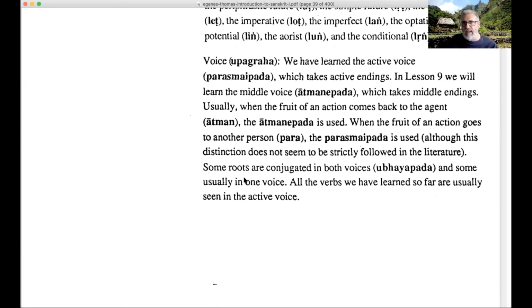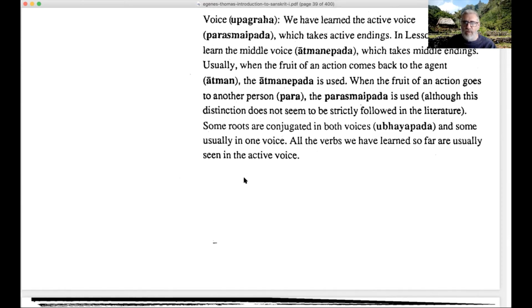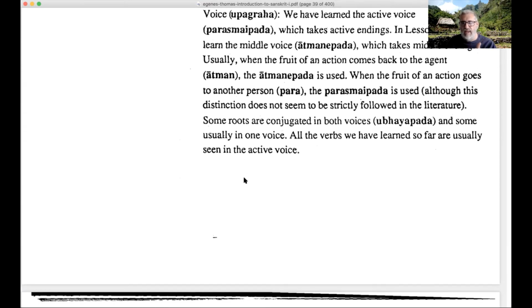It's not specific now. Now all we have is 2 types. If you look up a verb in a Sanskrit dictionary, it's going to have a little a or a little u or a little p next to it. If it has the p next to it, we know how to conjugate it. We already learned parasmaipada endings. If it has an a next to it, we're going to learn it in lesson 9. And if it has a u next to it, it means we can do it either way. So that is called apanapada, parasmaipada, and ubhaipada. He's going to talk about ubhaipada down there in a minute. So when the fruit of the action goes to the other person, it's called parasmaipada, and that's what the endings are used, although this distinction has not been strictly followed in literature.